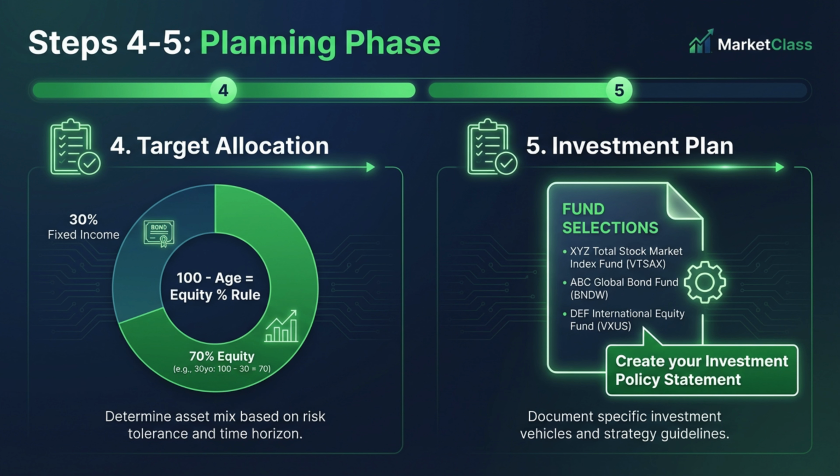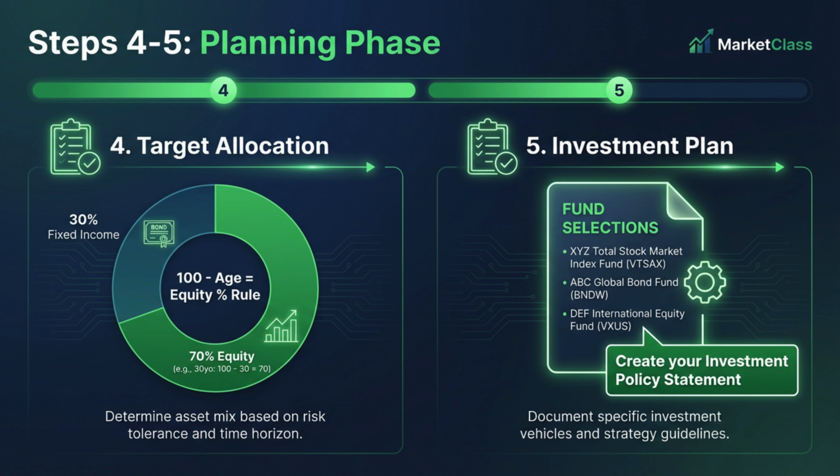Steps 4 and 5 are about planning. A common rule of thumb for equity allocation is 100 minus your age. So a 30-year-old might have 70% in equity, 30% in debt. But this is just a starting point. Your personal situation matters more. If you have a stable government job, you can take more equity risk. If you have irregular income, keep more in debt.